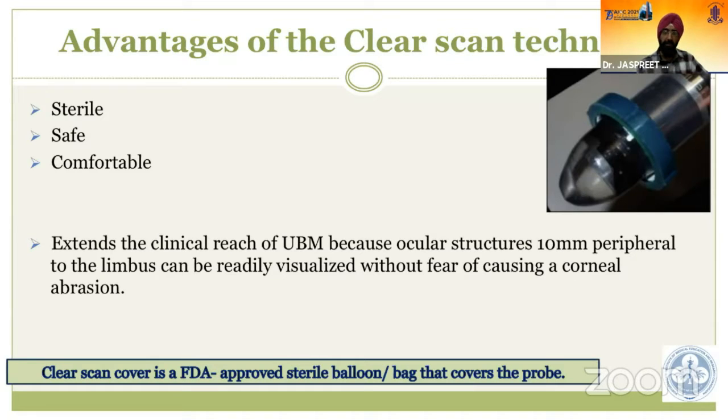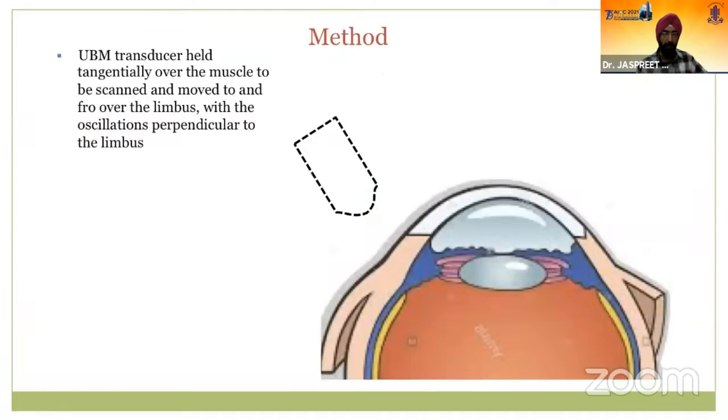This extends the clinical research of UBM because ocular structures which are 10 millimeters peripheral to the limbus can now be visualized without a fear of causing any corneal injury. And this is FDA approved. So this is how it's done. It's a very simple thing. You hold the probe tangentially over the muscle and move it to and fro over the limbus with the oscillation perpendicular to the limbus. So it's a fairly simple procedure, you're not going onto the cornea, so no chances of any corneal injury.